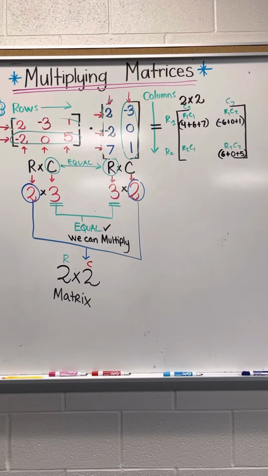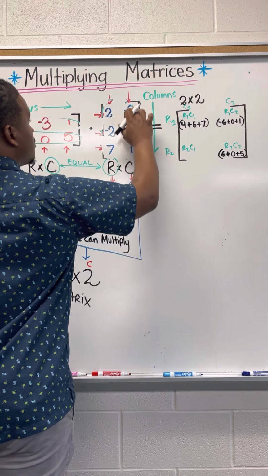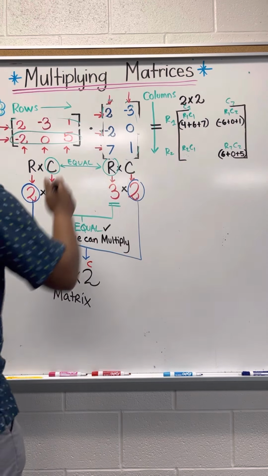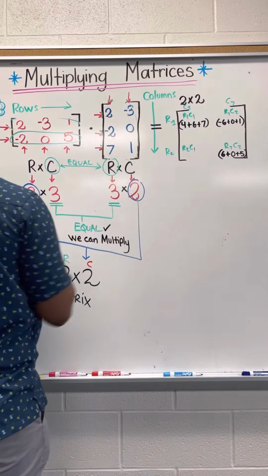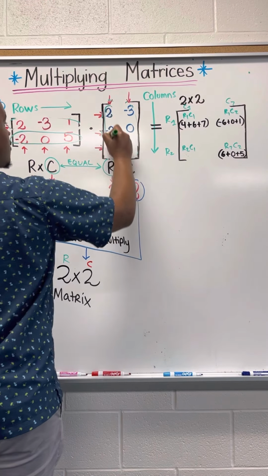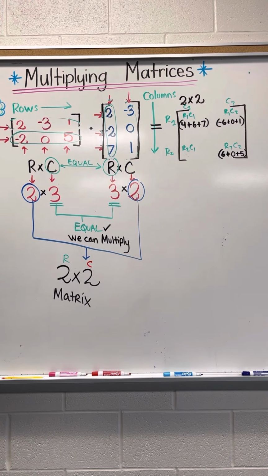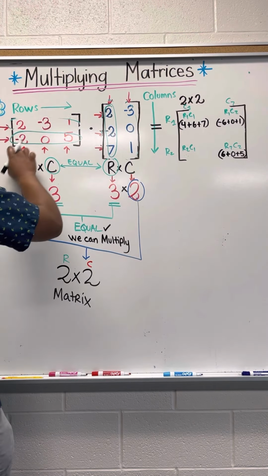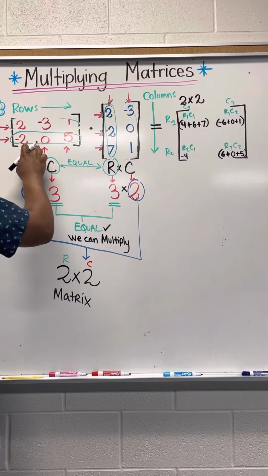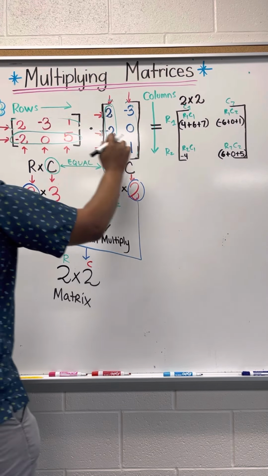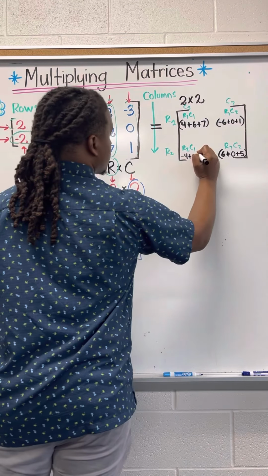Okay? And then last but not least, guys, let's do row 2, column 1. Row 2, column 1. Let me just kind of remake my matrix real quick. Row 2, column 1. So once again, it's this row, it's this column right there. Okay, let's go ahead and multiply. Negative 2 times a positive 2 is a negative 4. 0 times negative 2 is 0. And then 5 times 7 is 35.